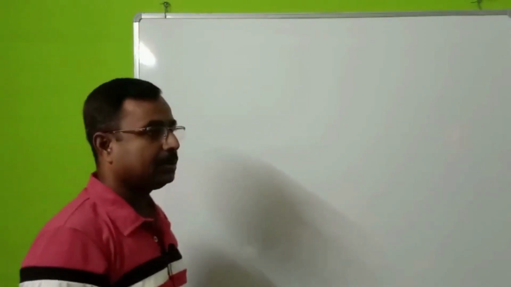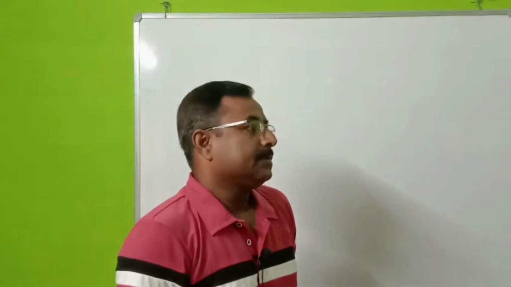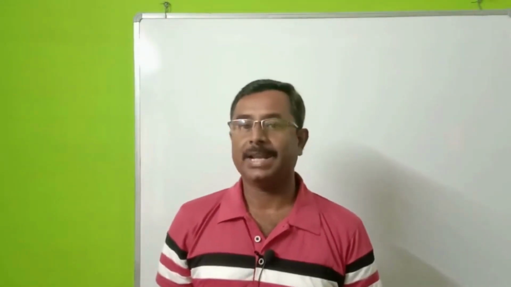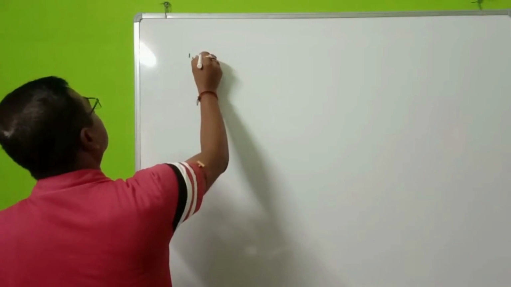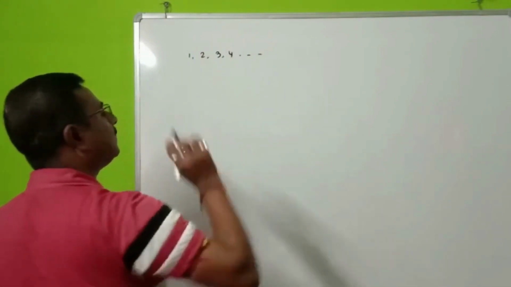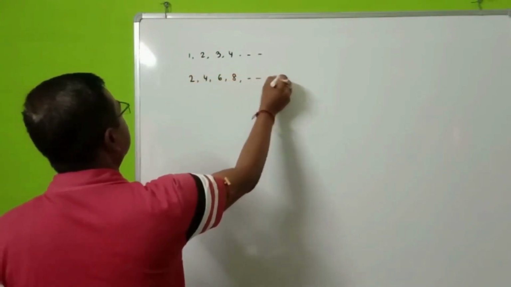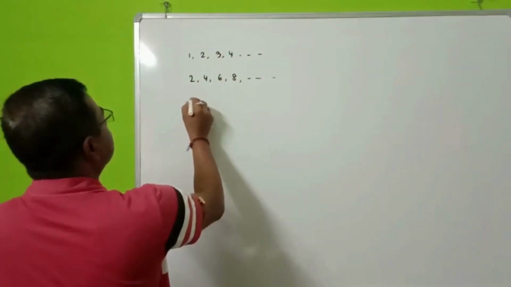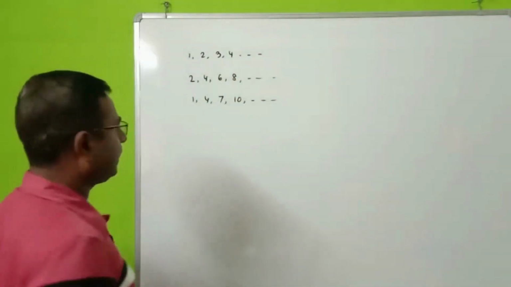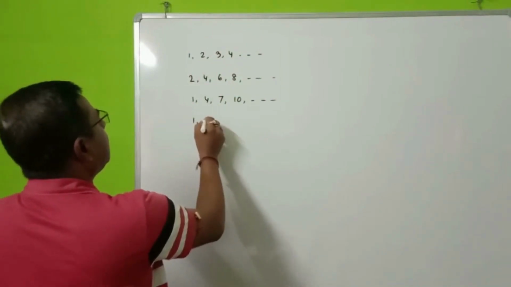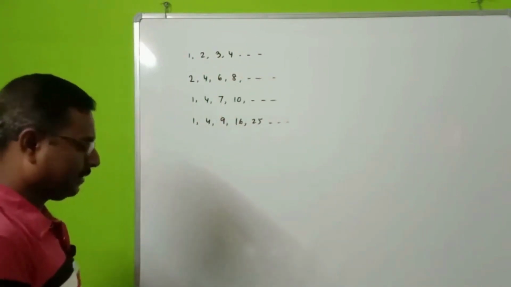Okay students, so let's begin with our chapter Arithmetic Progressions. First of all, let us study a few collections of numbers. Suppose the collections are 1, 2, 3, 4 and it is continuing. Then another one is, suppose, 2, 4, 6, 8 and it is continuing. Then the next one is, suppose, 1, 4, 7, 10 and it is also continuing. Another collection, let us write 1, 4, 9, 16, 25. In that way these collections are continuing.